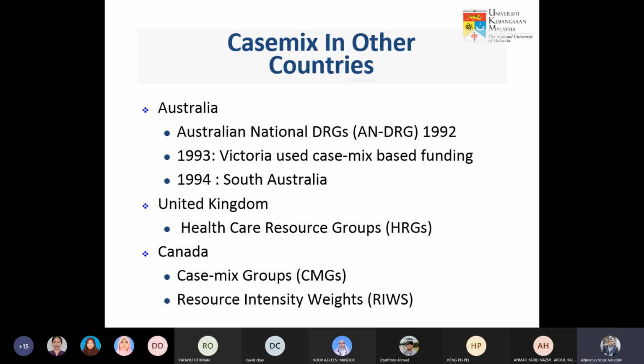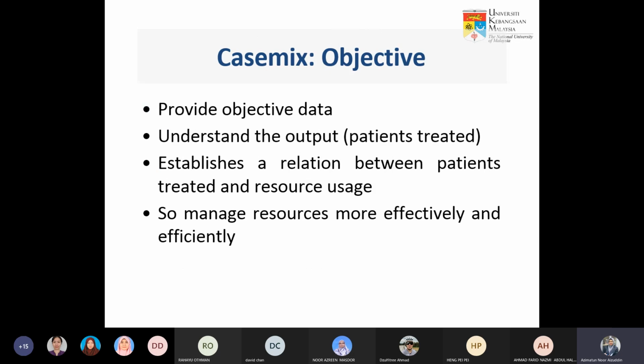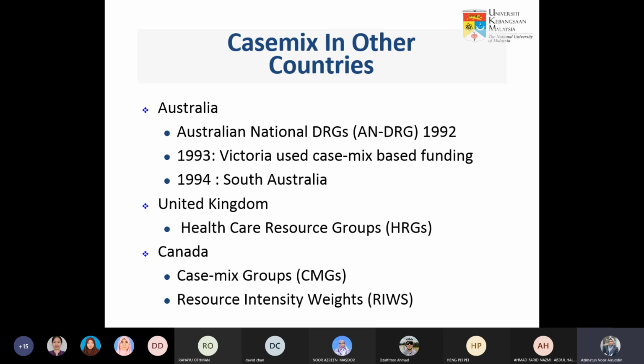So in other country, Australia, dia ada Australian National DRGs, pada started in 1992. Kemudian in United Kingdom dia ada Healthcare Resource Groups, Kemudian Canada dia ada Casemix Groups, CMG, dan dia juga ada Resource Intensity Weights, RIWS. So Malaysia kita Malaysian DRG, So dia ada dua, untuk UKM lain, untuk KKM lain, So my DRG is for UKM, Malaysian DRG is for KKM.